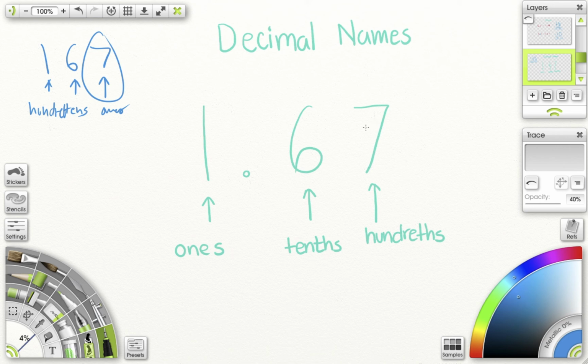So if I was writing out this number in word format, I would call it 1 and 6/10, because there's a 6 and that's in the tenths column, and 7/100ths.